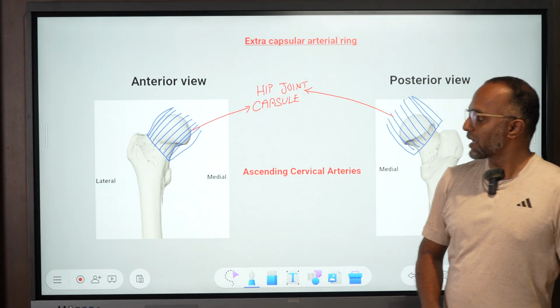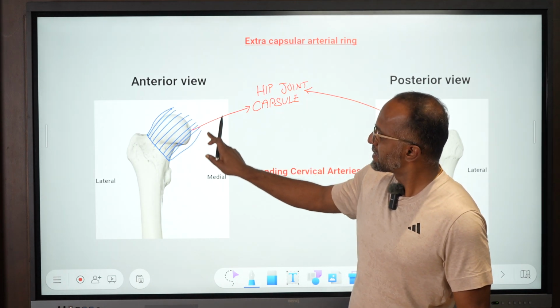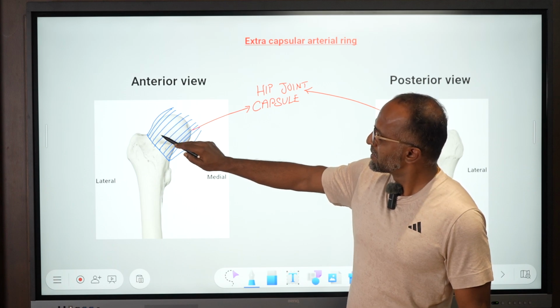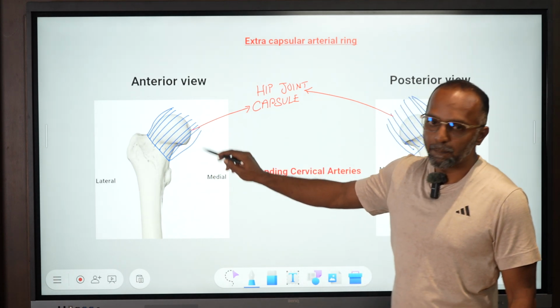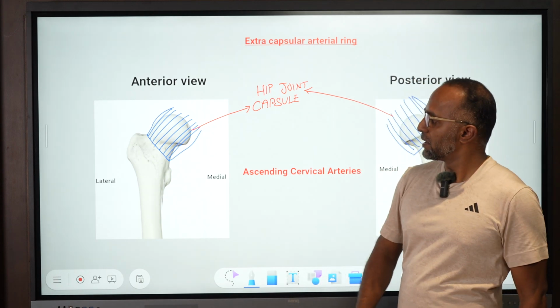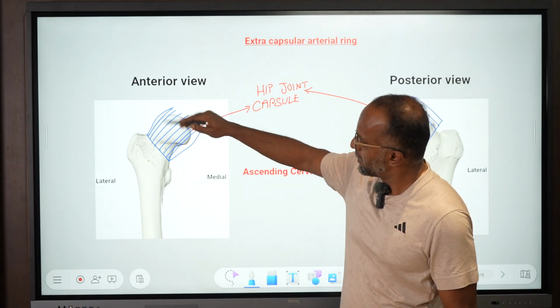Why is it called extra-capsular? Now coming again, this is the head of the femur, the acetabulum comes here and forms the hip joint. So this blue structure is the hip joint capsule which covers the hip joint per se. So now as I told you, this is the anterior part.